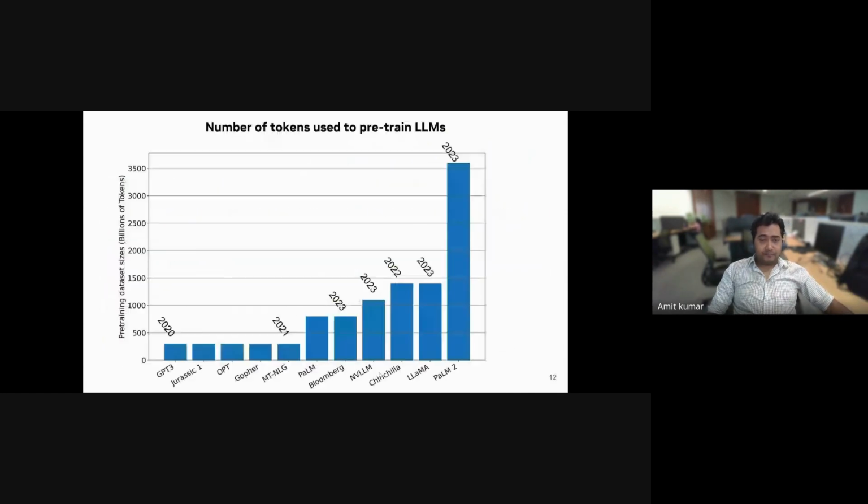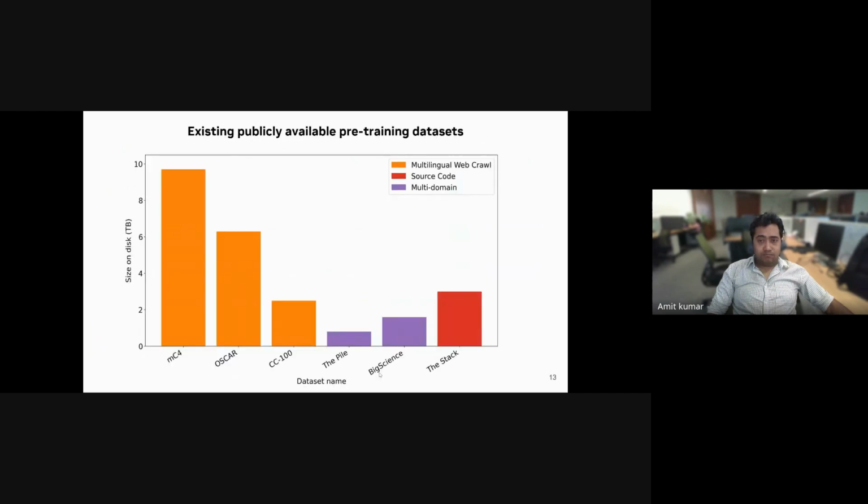Now let's talk about what data sets people are using. Let's say when Llama 2 was trained by Meta, or GPT was trained by OpenAI, what kind of data set is typically used? That's called multilingual web crawl data sets, source code, multi-domain, right? So these are explicitly publicly available pre-training data sets.